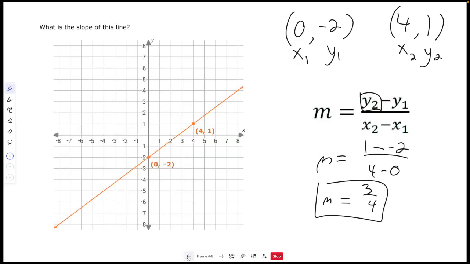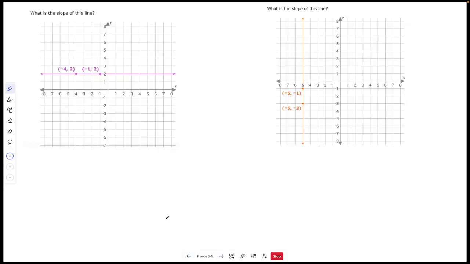Oh, all right. So these are a little different, right? This is a horizontal line. Think of the horizon, horizontal. And this is a vertical line, straight up and down.